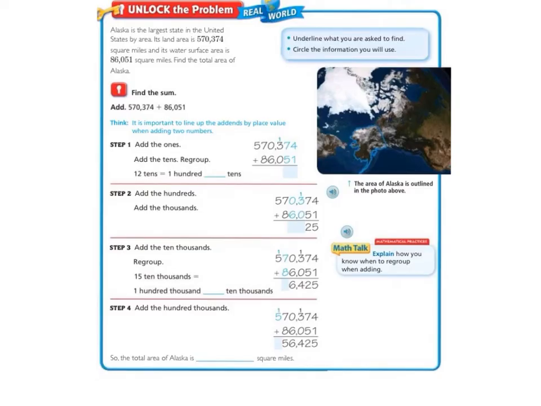Alright, let's read the Unlock the Problem together. Alaska is the largest state in the United States by area. Its area is 570,374 square miles, and its water surface area is 86,051 square miles. Find the total area of Alaska.